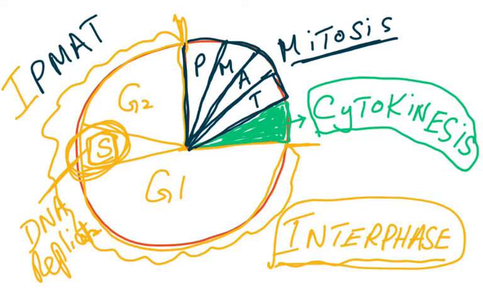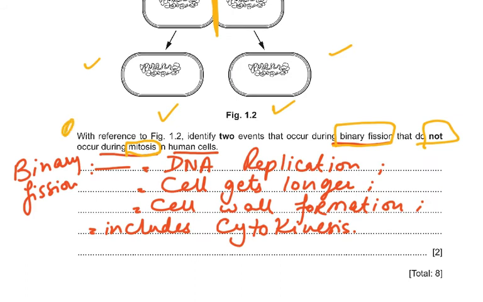So if you have really understood this part, then you can do that part of the question. This question again. With reference to figure 1.2, identify two events that occur during binary fission that do not occur in mitosis in human cells. So DNA replication does not take place in mitosis. Cells do not get longer.